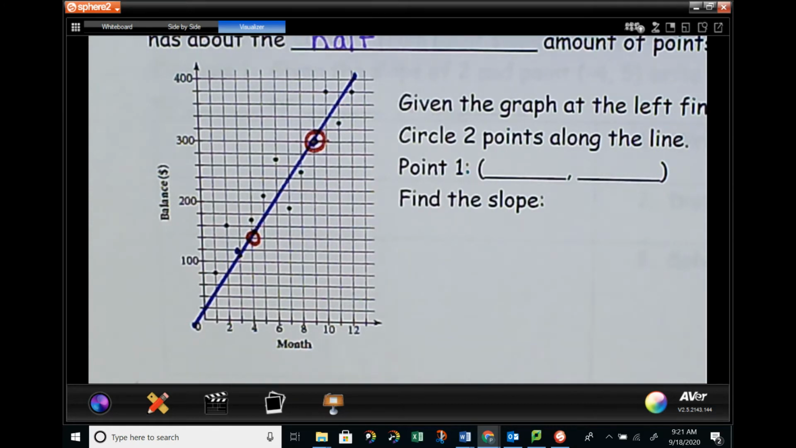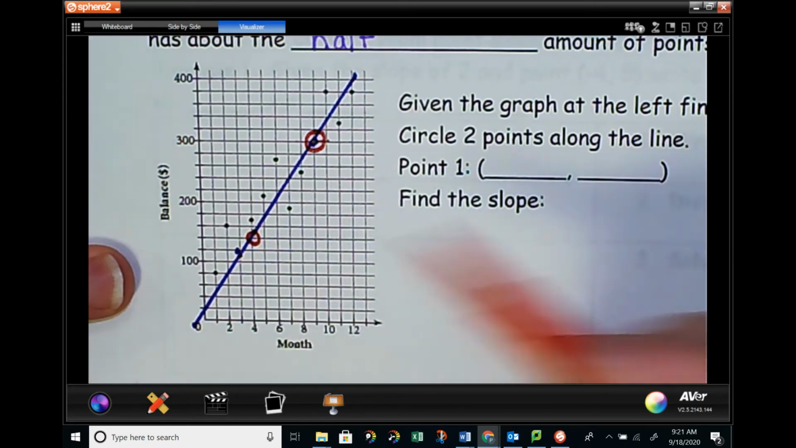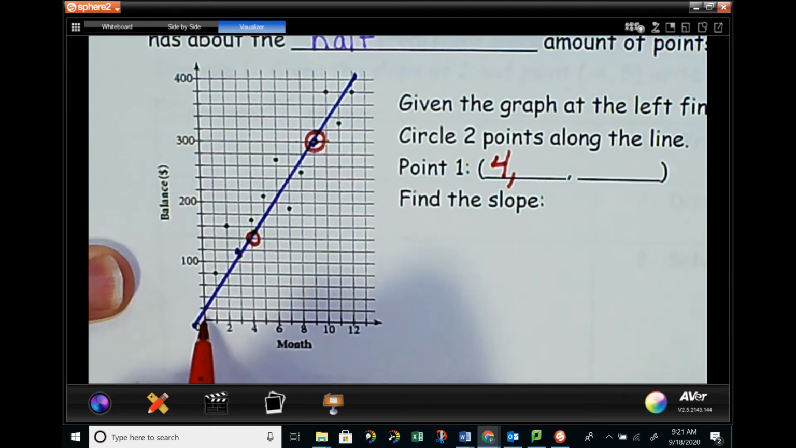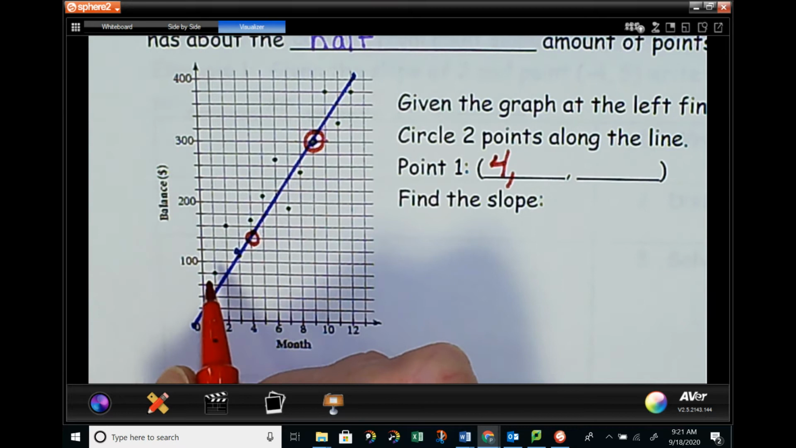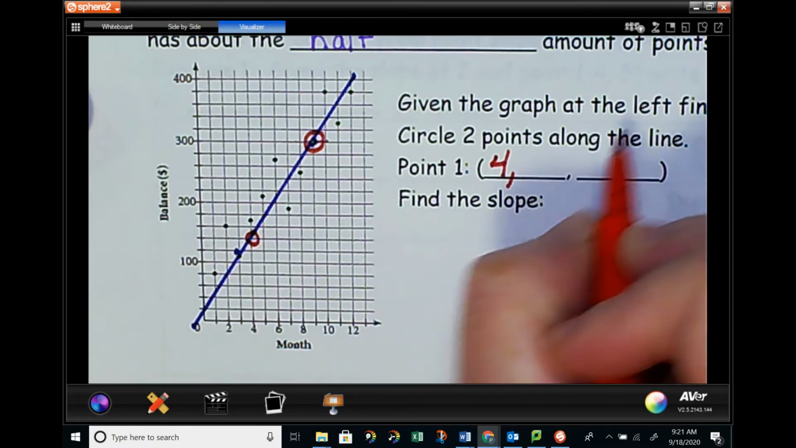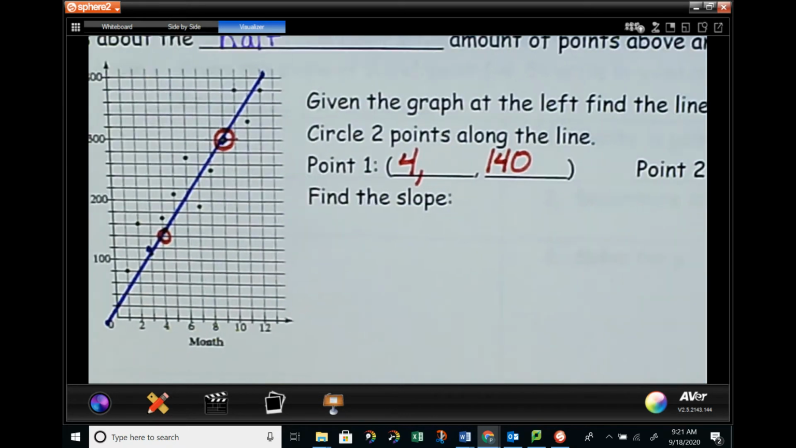This red point right here is down at 4, so my x value is 4. And for my y value, what is my scale? I got to figure this out. 1, 2, 3, 4, 5. You're going to go 0 to 100, and I did that by 5. So really my scale is counting by 20s: 20, 40, 60, 80, 100, 20, 40. So this is 140.